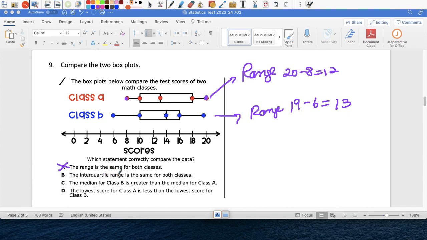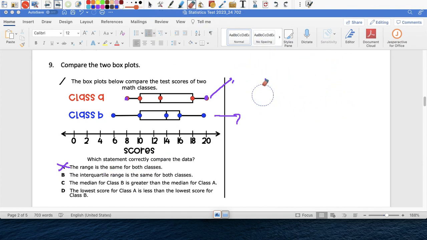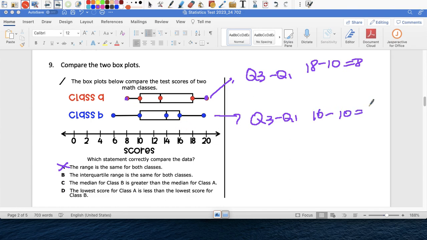The interquartile range is the same for both classes. So interquartile range is Q3 minus Q1. Do the Q3 minus Q1. So for this one, Q3 is 18 minus 10, which equals 8. And this one is 16 minus 10 equals 6. Are they the same? No.